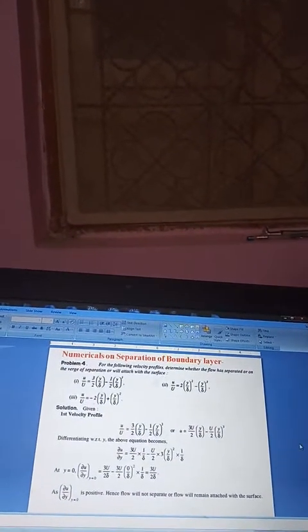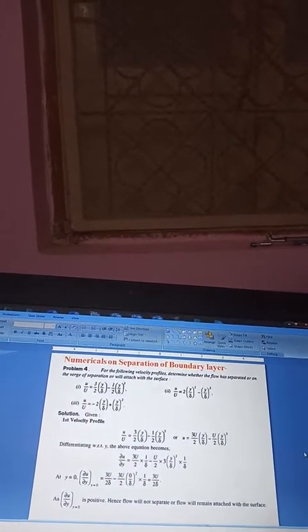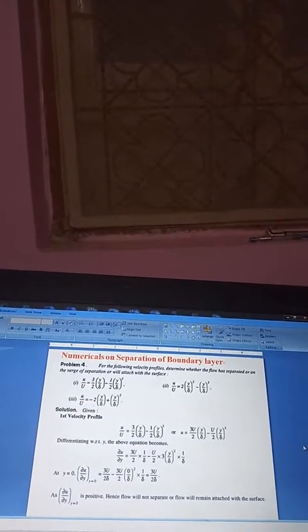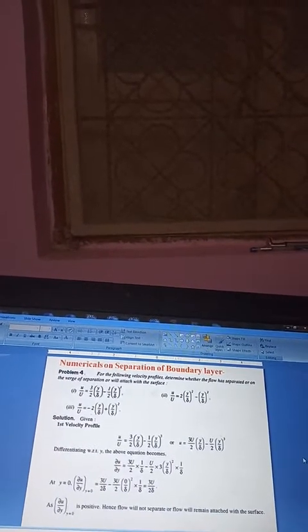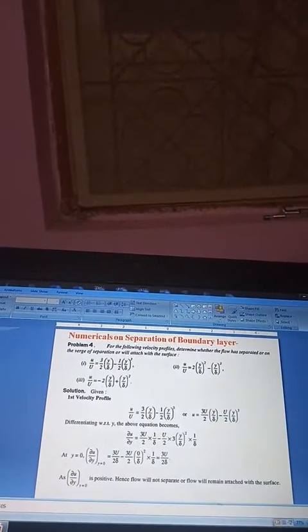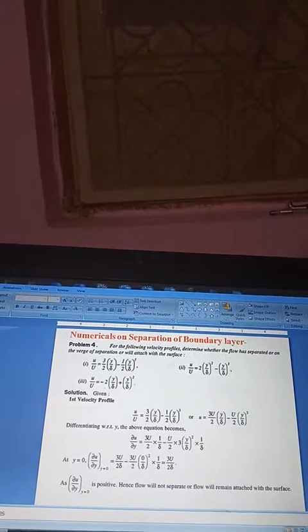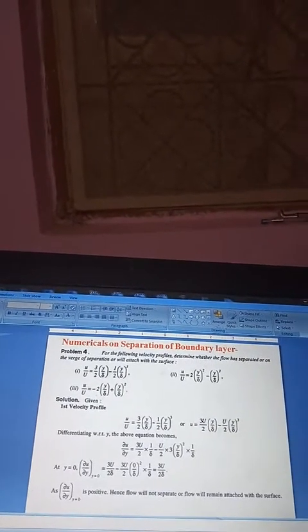So let us take one numerical on separation of the boundary layer, and that is the end of Unit 6. In this numerical, we have to test whether the boundary layer is going to detach, or attach, or be on the point of separation. Let us see the numerical. For the following velocity profiles, determine whether the flow has separated, is on the verge of separation, or will attach with the surface. There are three velocity profiles given.